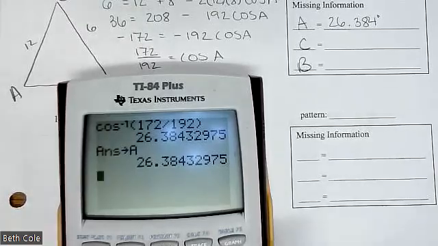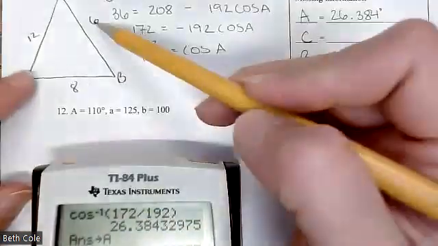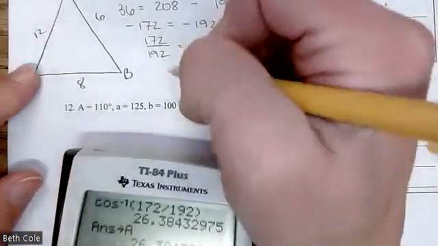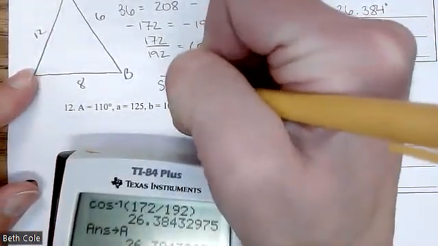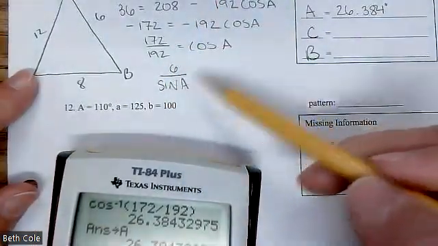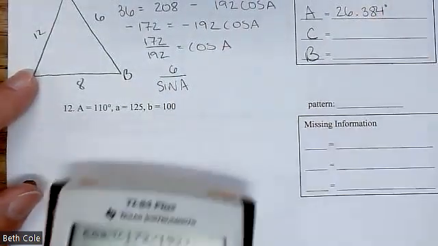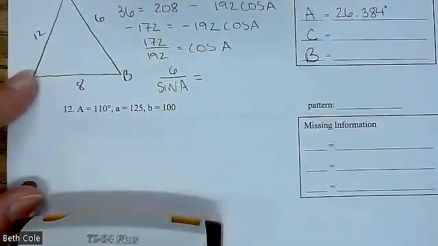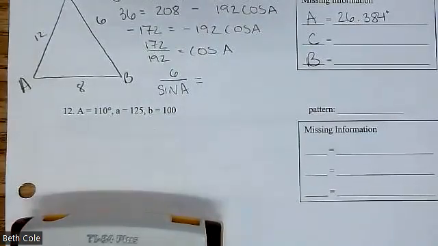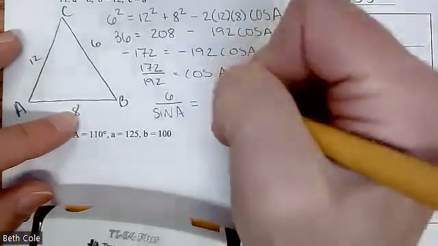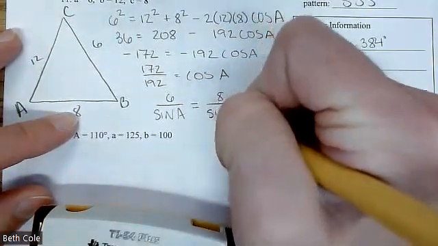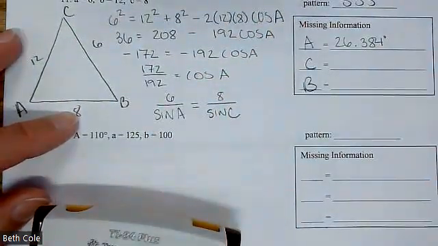All right, so look, now you have a side across from an angle. So we're going to set up a ratio. 6 over sine of A. And you can write the letter A, or you can write this number, whatever's your preference. And then what you're looking for goes on the other side. So what's next on our list? Like, what are we finding next? See, so it'll be 8 over sine of C.